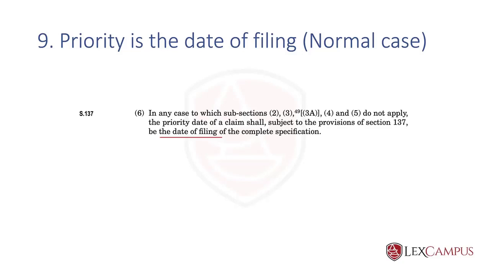Then the date of filing is the priority date. This is the rule. Please try to understand. Six is the rule. All the things you have been seeing so far have been the exceptions. The rule is that the priority date is the date of filing the application. So if you are in doubt, you don't know about multiple disclosures, nothing. There is only one disclosure, and that is a complete specification. The priority date is the date of filing. This is what I call the normal case. Priority date is the date of filing.